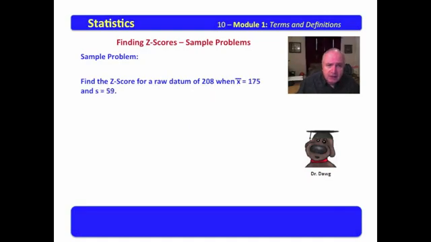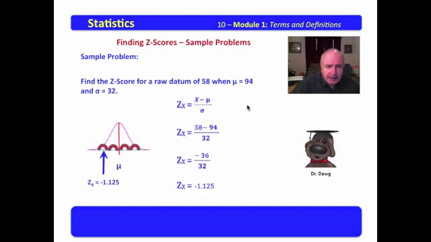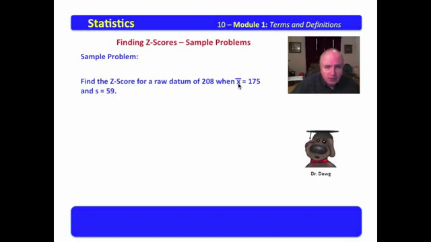Now, let's look at another one. Find the z-score for a raw datum of 208 when x bar equals 175 and s equals 59. It's interesting to us that when we do this, we know that this is a sample because we have x bar and we have s. We would use this formula. We would plug in, we would simplify, and we find that our z-score is equal to 0.56.